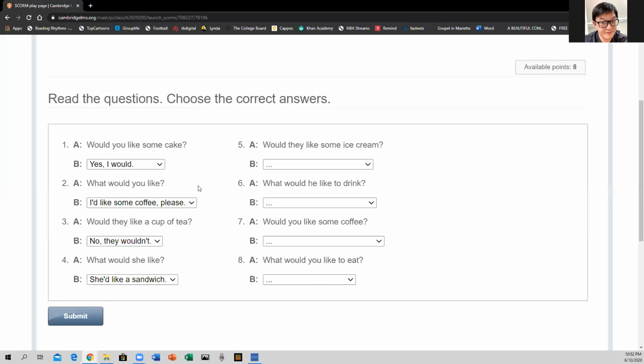Number five, would they like some ice cream? The correct answer is yes, they would, or they would like some soda. Which one is the correct answer? Correct answer is yes, they would. Letter A, that's the correct answer. Okay.